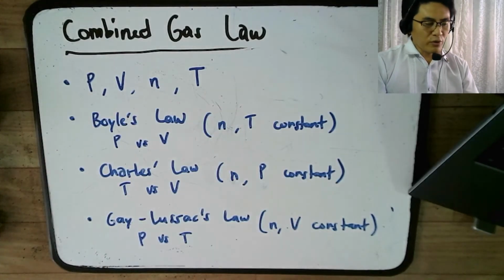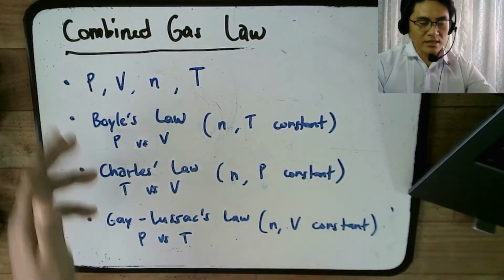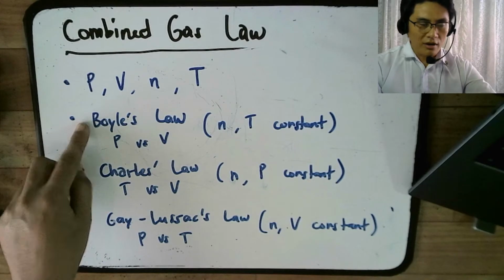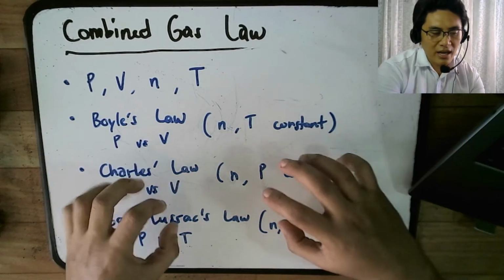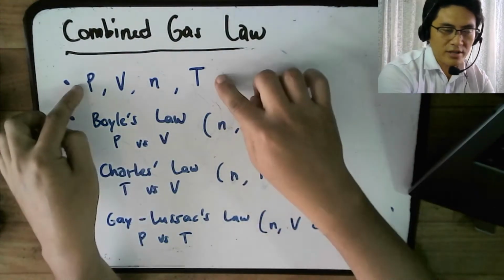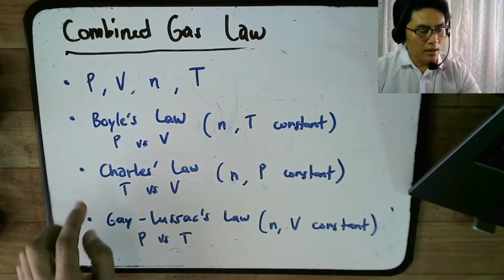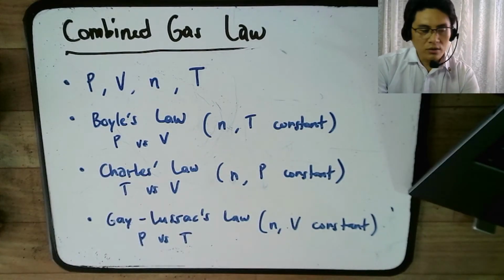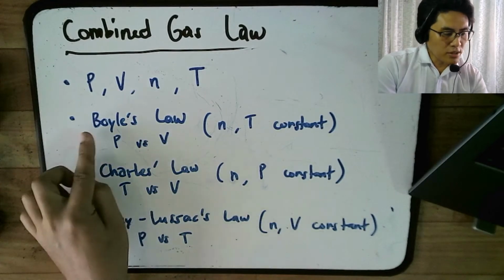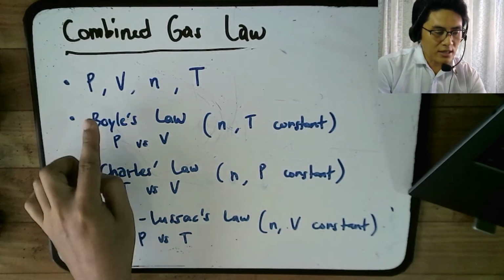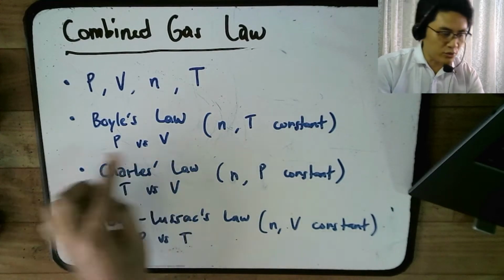Then you have to remember that we have the basic gas laws, which are Boyle's law, Charles's law, and Gay-Lussac's law. The way you connect this to the measurable quantities is to think that these laws are really just looking at two variables out of those four. For example, Boyle's law looks at the effect of the pressure on the volume, or the effect of changing the volume on the pressure.